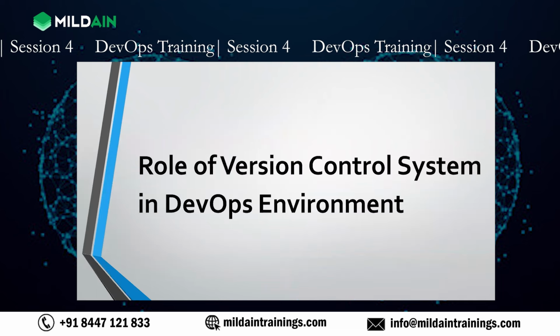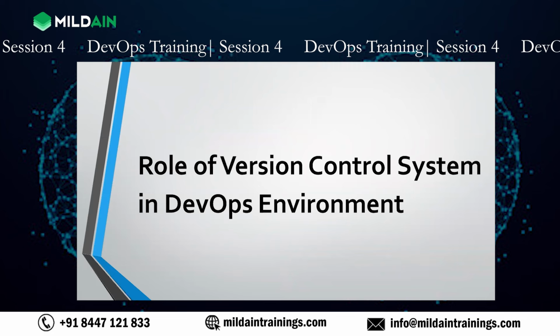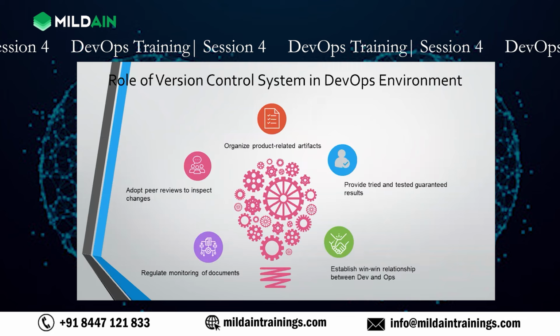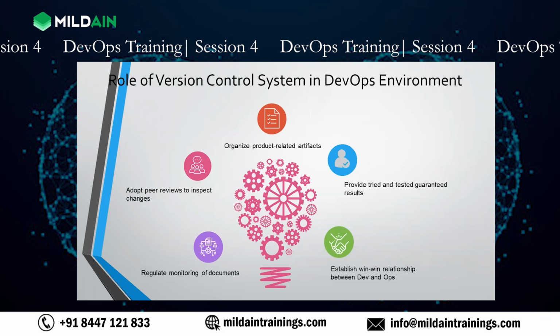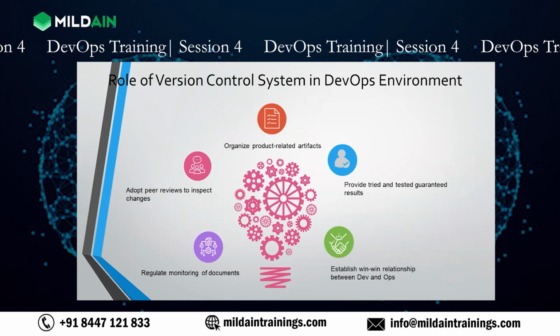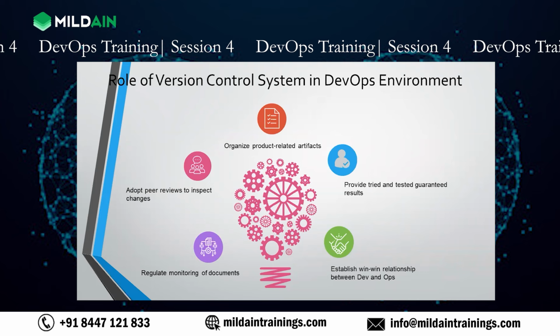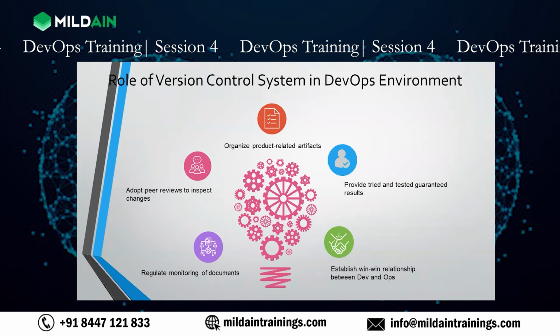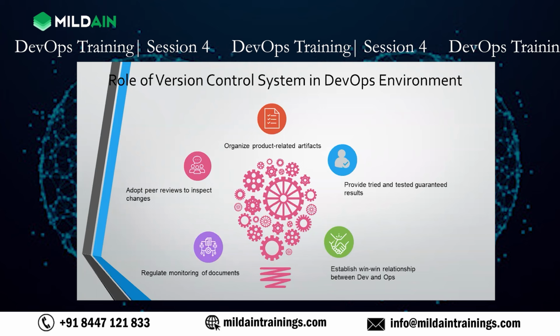Okay, thank you. Now, the role of version control system in DevOps. So I have given you this. It organizes product-related artifacts. Peer reviews are done immediately. Monitoring of documents is done, and there is collaboration. There is a win-win relationship between dev and ops, because as soon as it is checked in, the ops team also gets it.